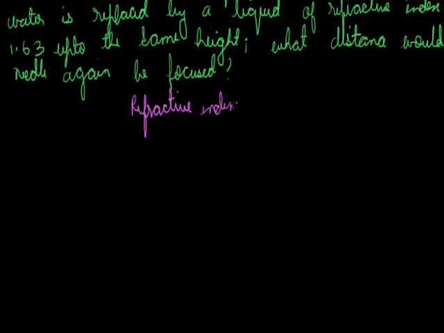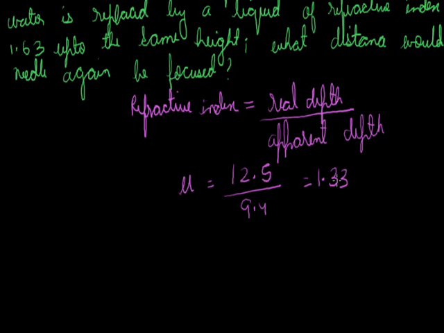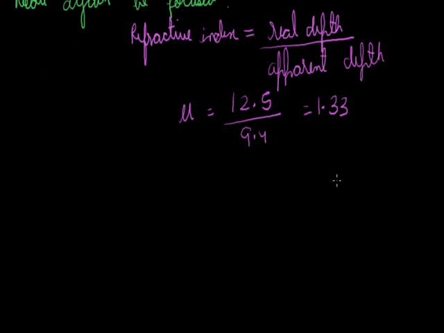Starting with this question, we very well know that the refractive index in terms of apparent depth and real depth is equal to real depth over apparent depth. First we want the refractive index of water. So mu will be equal to real depth, which is given as 12.5, over the apparent depth, which is given as 9.4. On dividing it we get 1.33. So 1.33 is the refractive index of water.